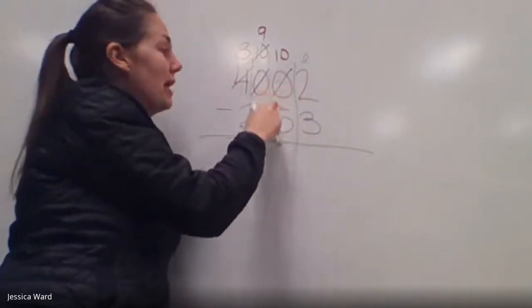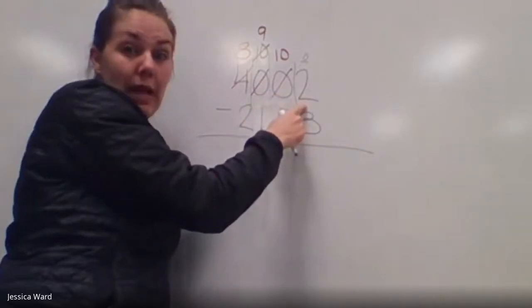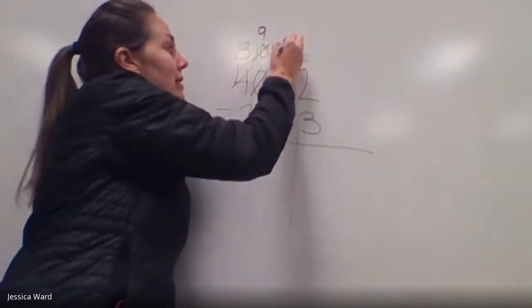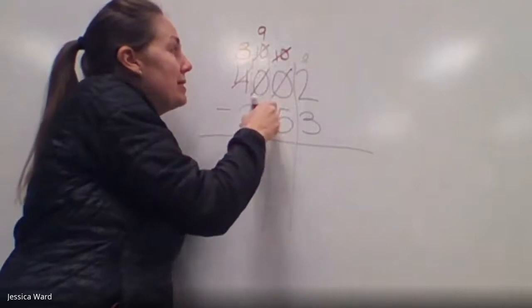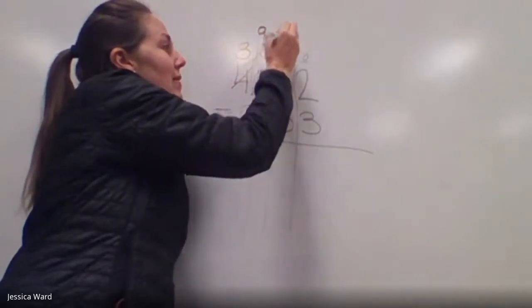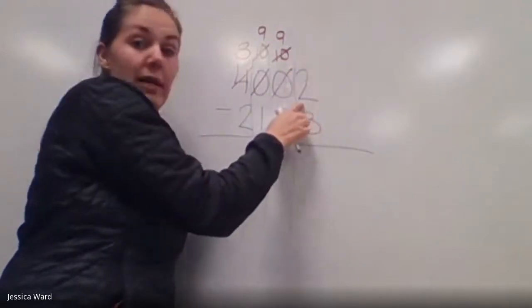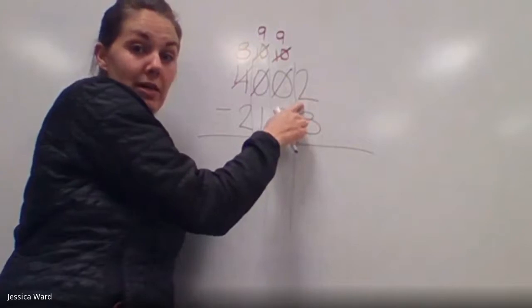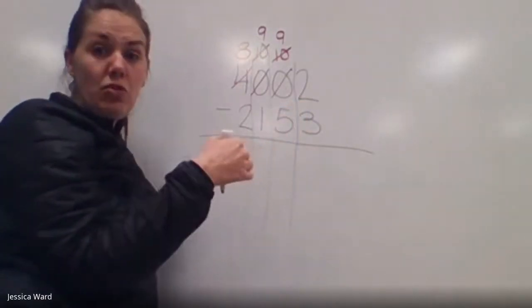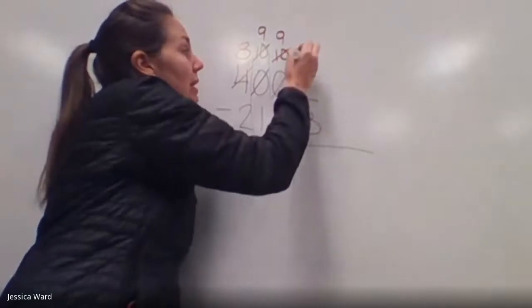So I know that 1 group of 10 is the same as 10 ones. So I'm going to go ahead and take away one of my tens again, which leaves me now with 9 tens. And I'm going to add 10 to my 1s. Now I already have 2 1s here. So I'm thinking I have 2 and 10 more. 2 and 10 make 12.